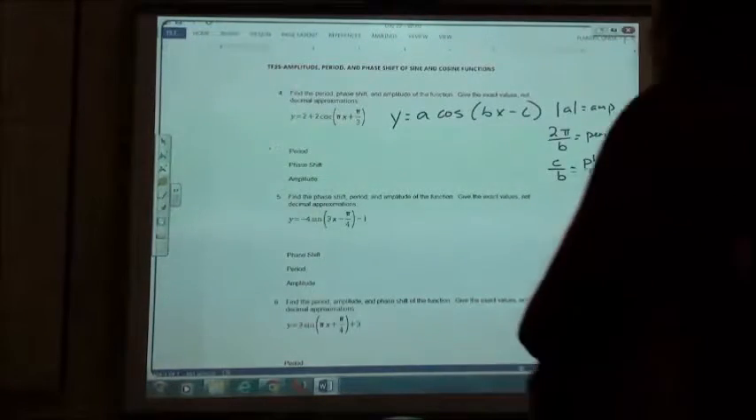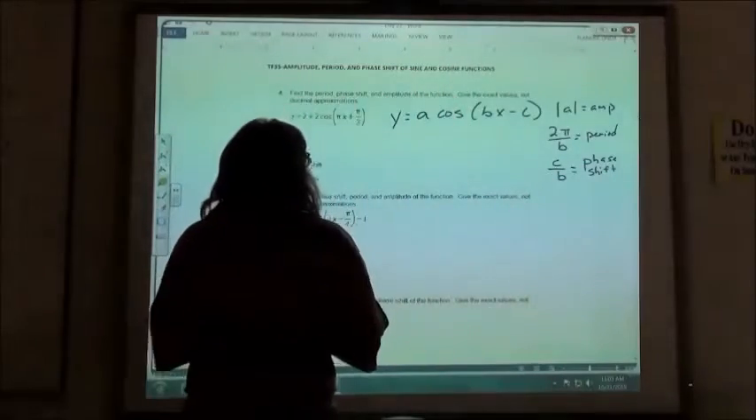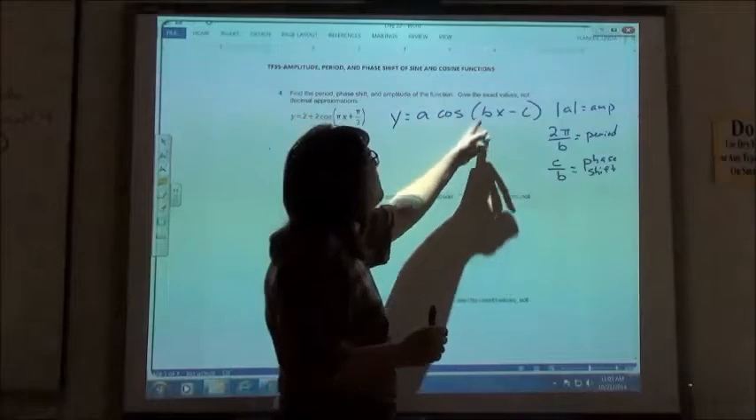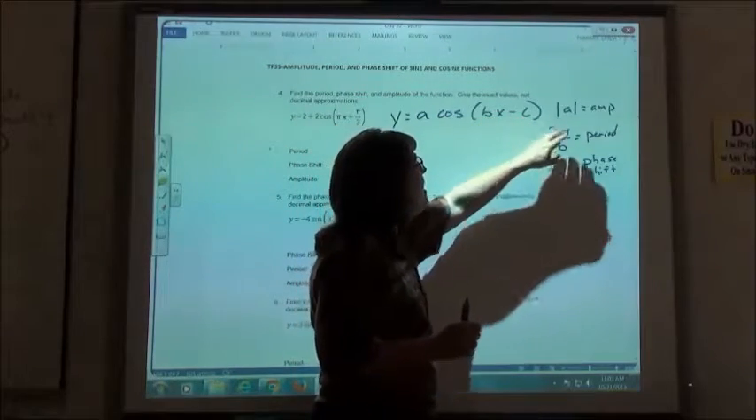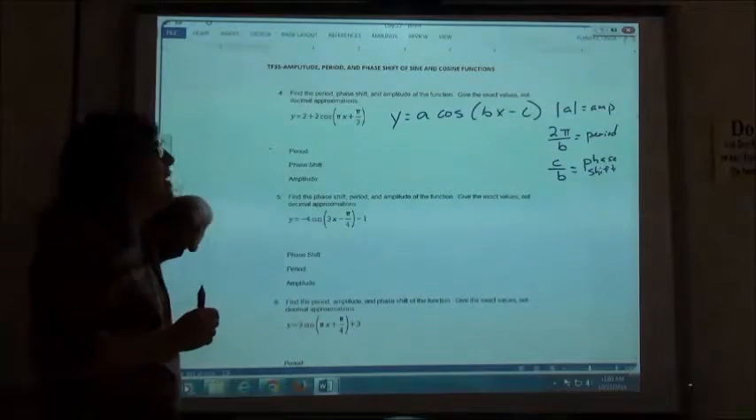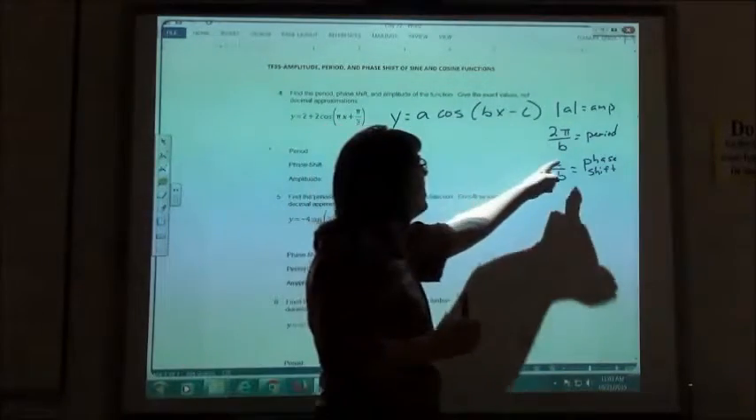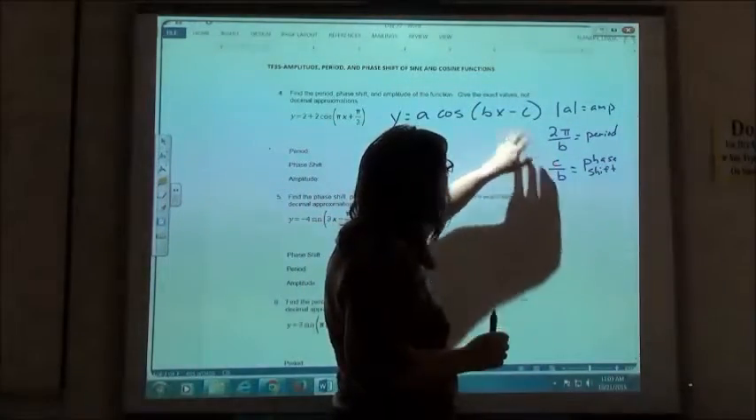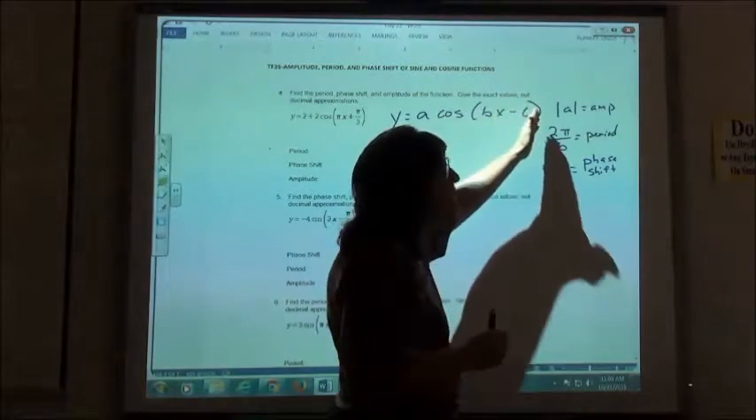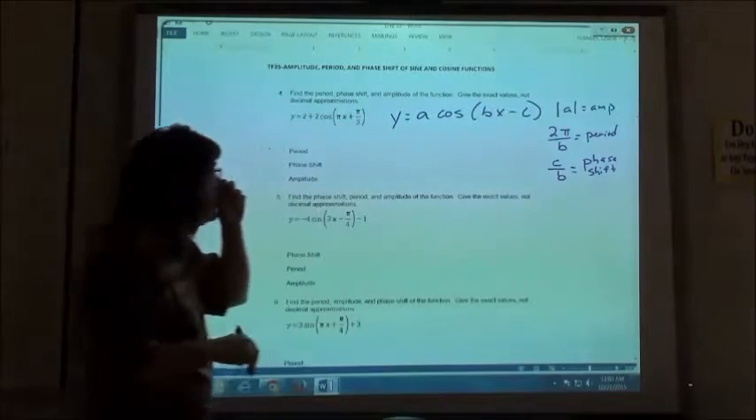So here we're doing the amplitude, period, and phase shift of the sine and cosine function. General form, we have a cosine of bx minus c. Amplitude of a is the absolute value of a. Period, again, 2 pi over b. My phase shift is c over b. Be careful because in here we have that minus sign. So c ends up being the opposite of what you think that is up there.